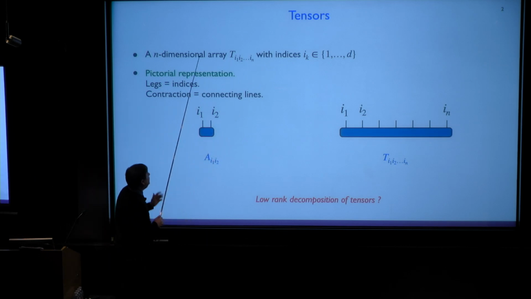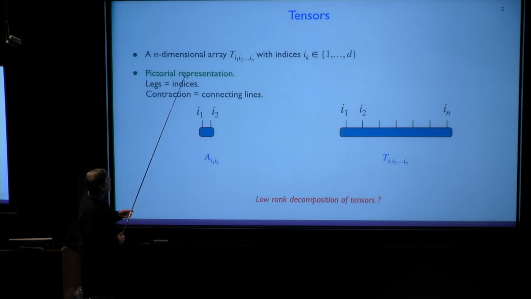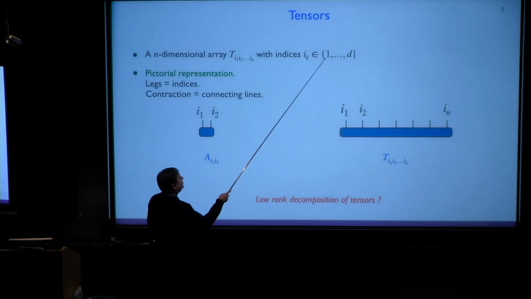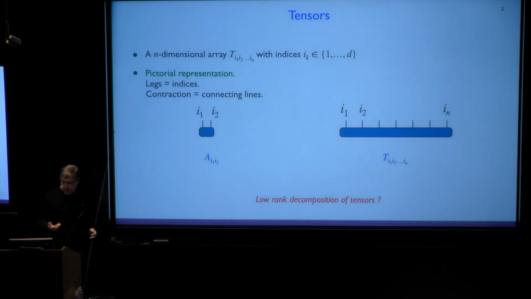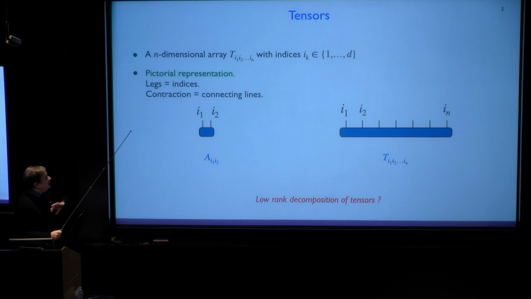Tensors, basically what I mean by that here are n-dimensional arrays, with n indices that will run over discrete values, typically from 1 to d. They are a generalization of matrices. There is no notion of symmetry. Sometimes there is some confusion due to different areas in physics and mathematics. Here it's just a matrix in higher dimension.